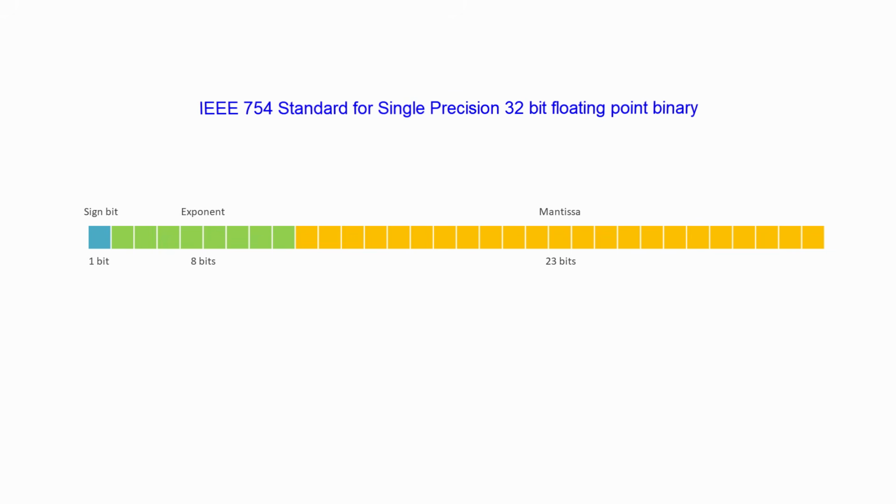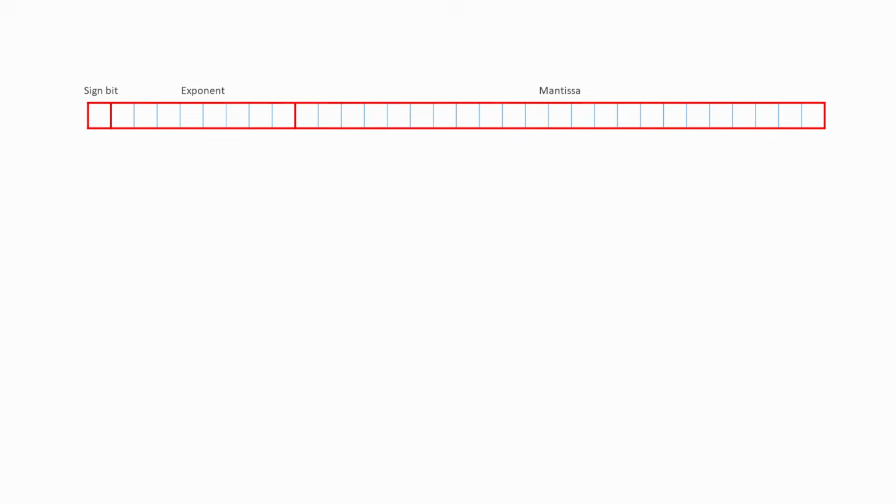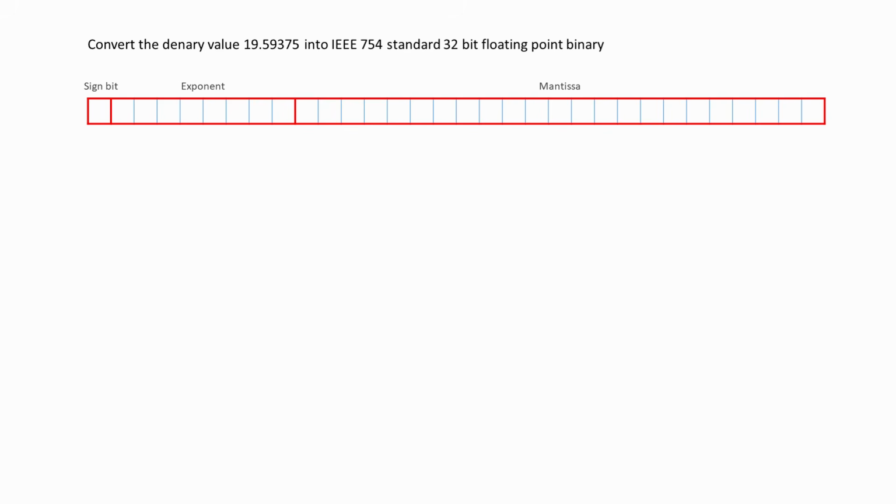Double precision also has a single sign bit on the left, followed by an 11-bit exponent and then a 52-bit mantissa, giving a total of 64 bits instead of 32. Let's look at an example. I'm going to convert the denary value 19.59375 into IEEE 754 standard single precision 32-bit floating point binary.